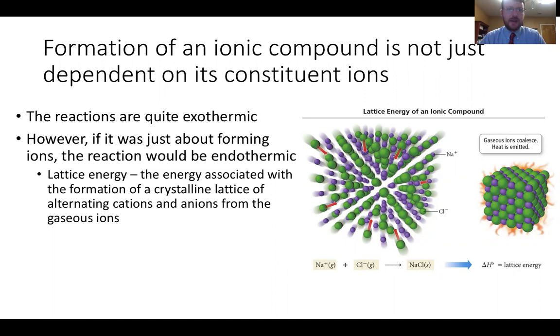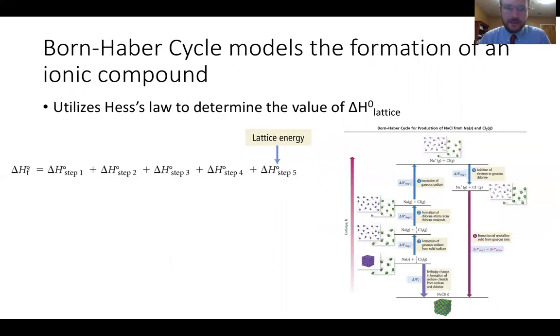And it's the idea of what's known as lattice energy. It's the energy associated with the formation of a crystalline lattice of alternating cations and anions from the gaseous ions. Key right there, gaseous ions. We're going to look at what's known as the Born-Haber cycle on this slide. And remember Hess's law, right? If you have a series of delta H's, you can add them all up to find the delta H of the formation, in this case of an ionic compound.